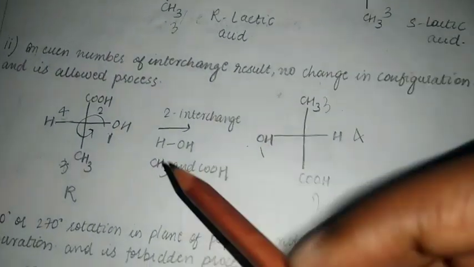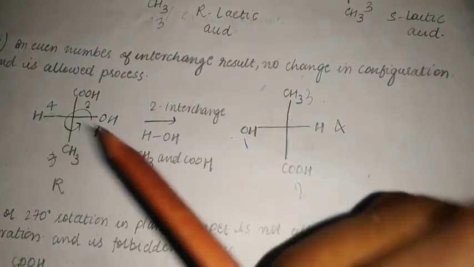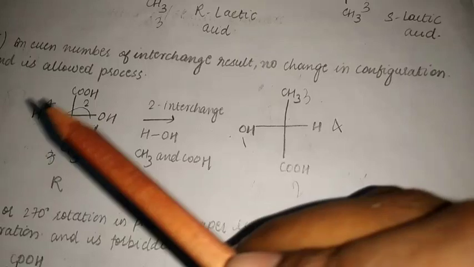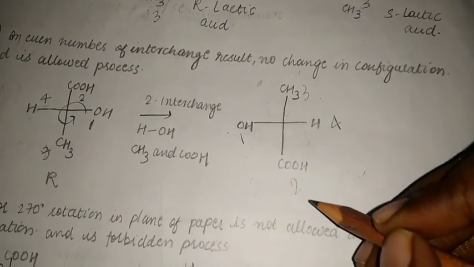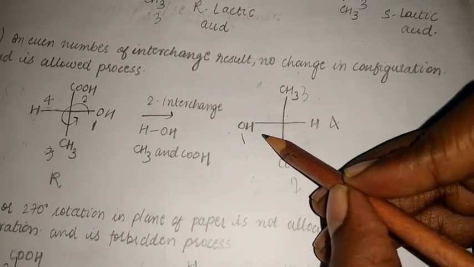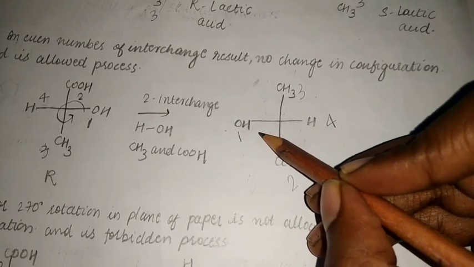So if the fourth group is present in the left or right hand side, and if the rotation is anti-clockwise, then it becomes R configuration. Now consider this molecule, it is also rotating in anti-clockwise direction.